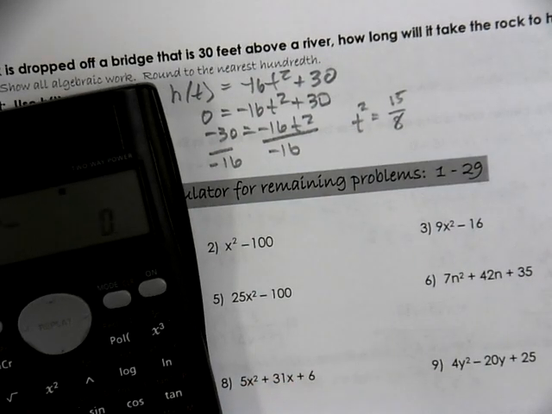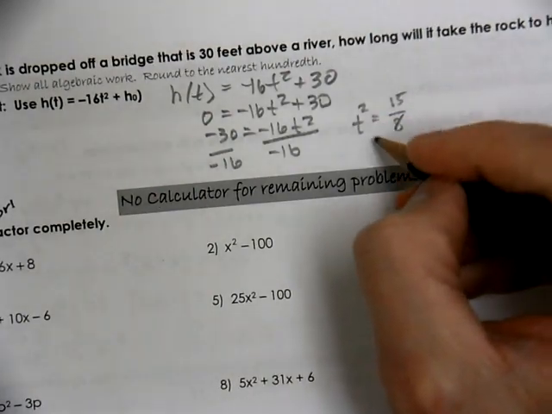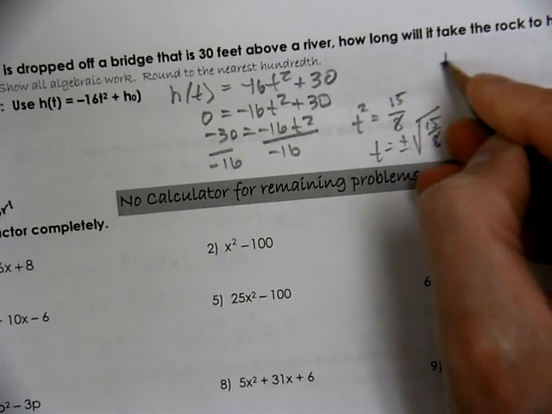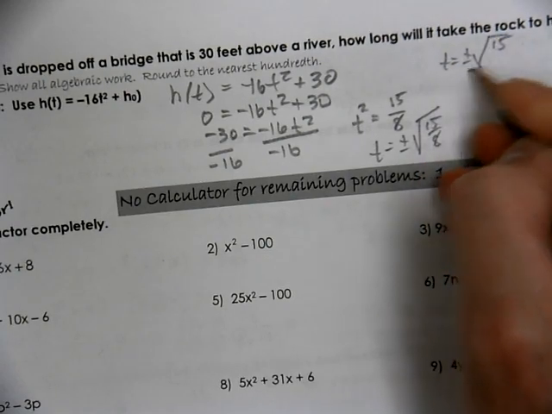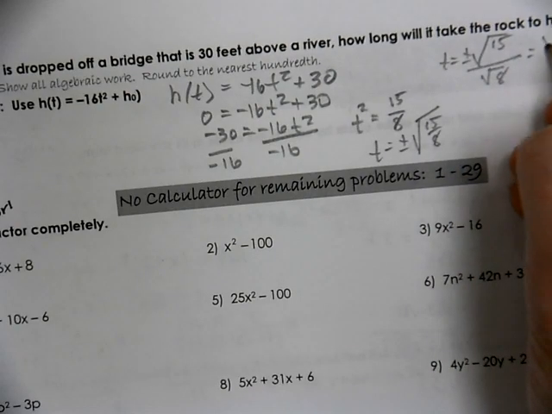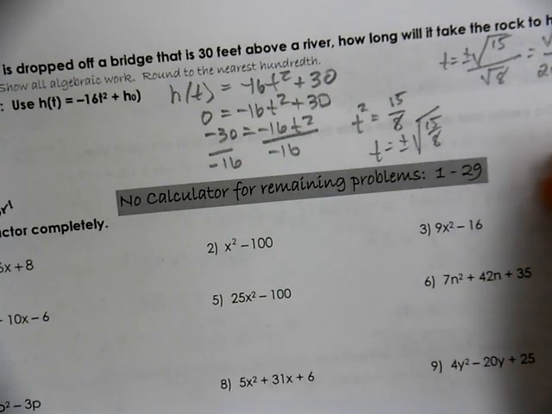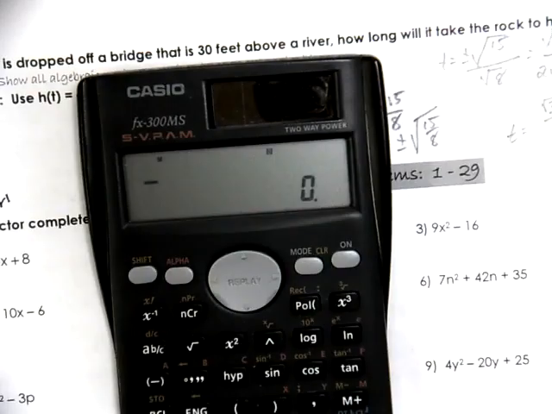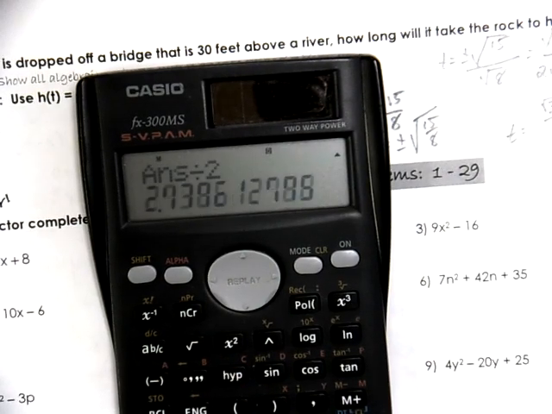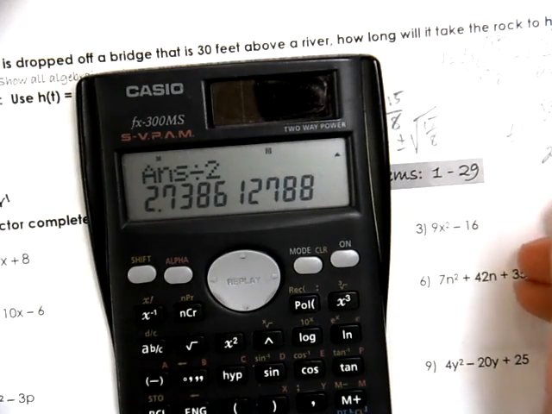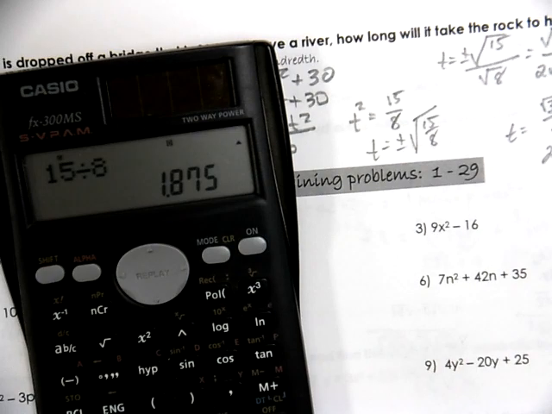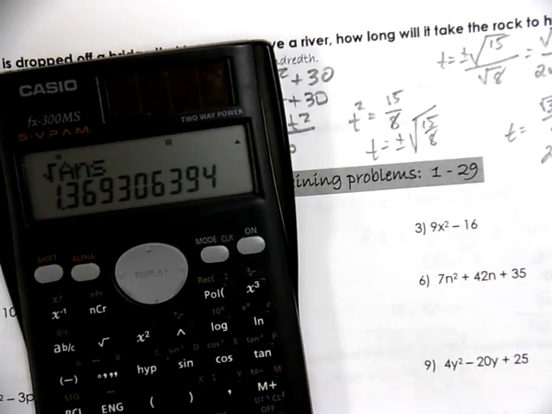We could either do 15 divided by 8 as a decimal, or we could just work on taking the square root of both sides, so we get plus or minus the square root of 15 over 8, which is plus or minus the square root of 15 over the square root of 8. That is the square root of 15 over 2 root 2. We have to rationalize that denominator, so we get root 30 over 2. And we're looking for a positive time. So root 30 divided by 2 gives us 2.74 seconds. Or we could have done our 15 divided by 8 here and taken the square root of that answer.